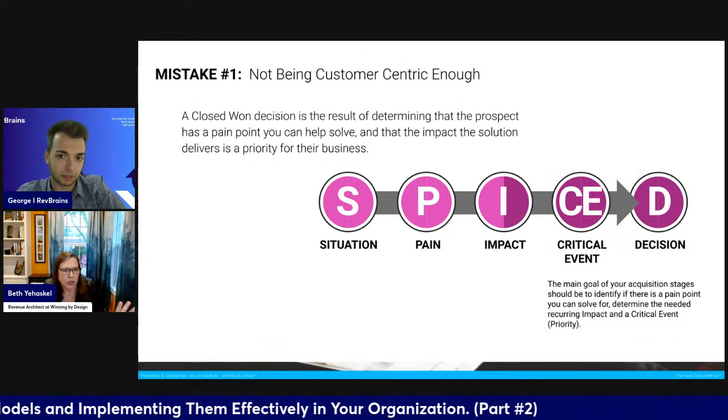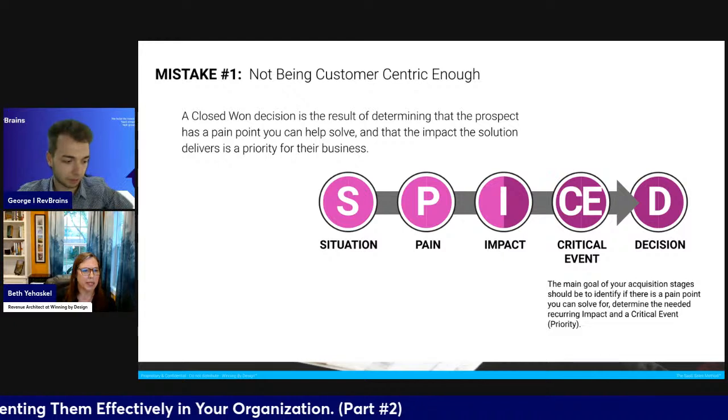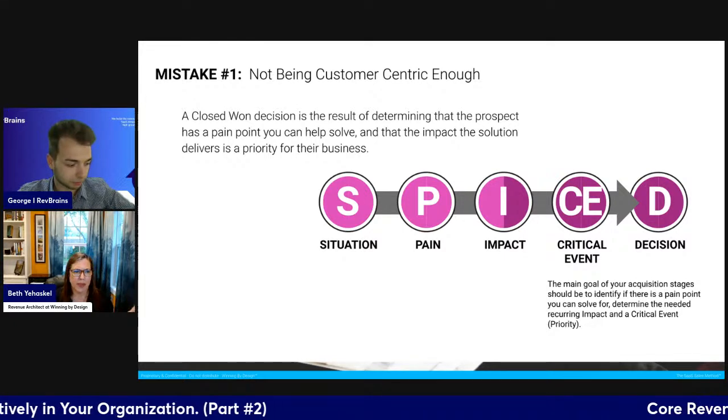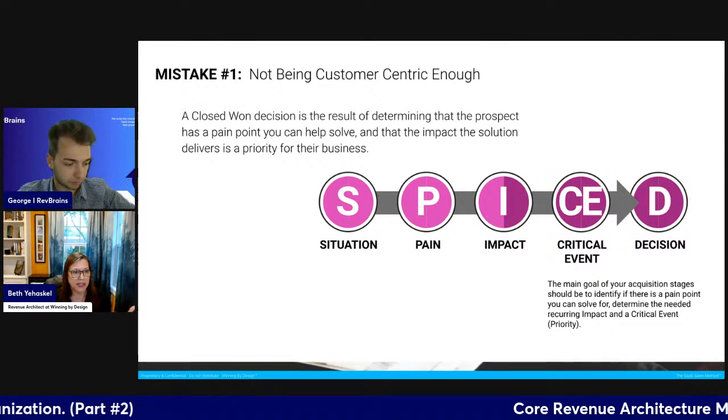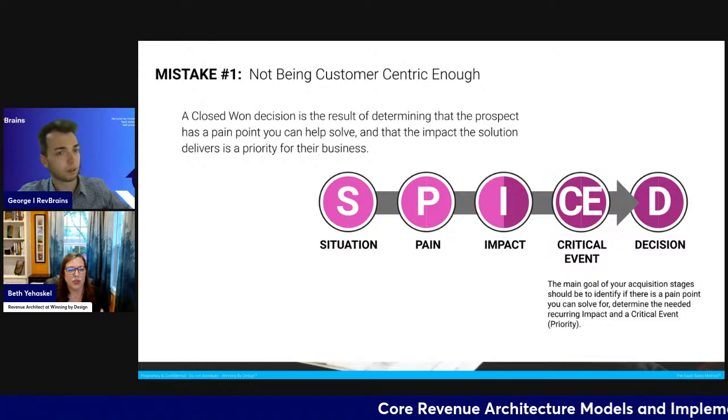Whatever kind of methodology you use, this one is SPICE. This is our Winning by Design one. It's less important what methodology you use and more that the spirit of it is there. But I'll use this to illustrate.